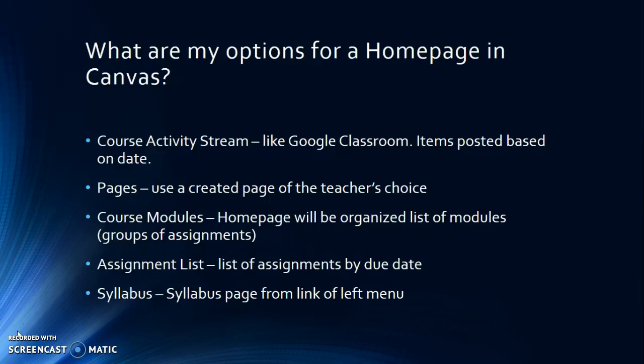This will simply list the assignments by due dates. So perhaps this is more like Google Classroom than just the course activity stream, but it will list the assignments simply by due date, and it will look very similar to the assignment page if you click on that in the left-hand menu. So let me show you an example.